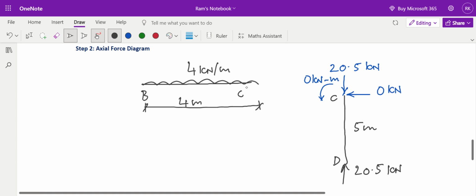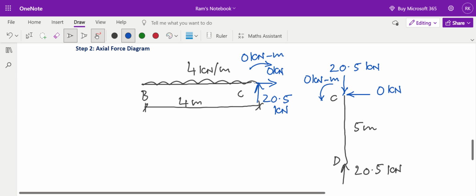Now joint C in the member BC and joint C in the member CD are the same joint. So I need to balance joint C by applying equal and opposite forces to those that were required to balance C in the member CD. So this 0 kilonewton towards left will act as 0 kilonewton towards right. This 20.5 acting downwards will be represented as 20.5 kilonewton acting upwards, and this 0 kilonewton meter anti-clockwise will be transferred as 0 kilonewton meter clockwise. My friends, remember the 0 kilonewton and 0 kilonewton meter need not be transferred. Since this is the first numerical we are solving, I am just indicating it for your convenience.